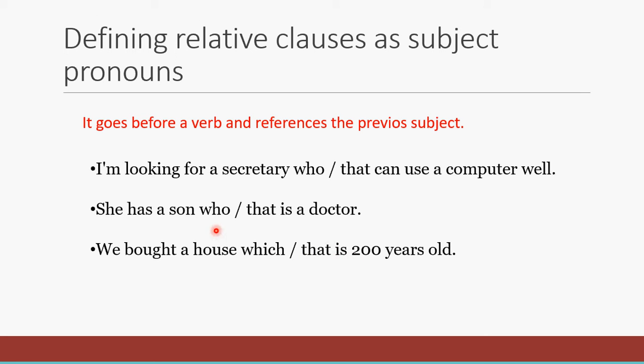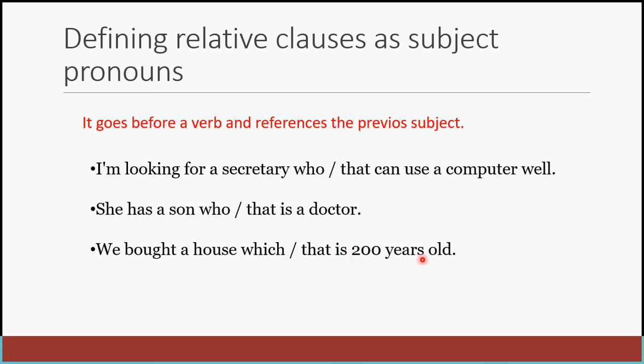Something else that you need to consider is that the verb that we use after the pronoun must agree with the plural or singular. For example, son is singular, so we need to use a verb in singular. House is singular, we need to use a verb in singular. We can use it in plural. We bought 2 houses which are 200 years old. So in this case, we change house for houses, and the verb that we need to use is are.